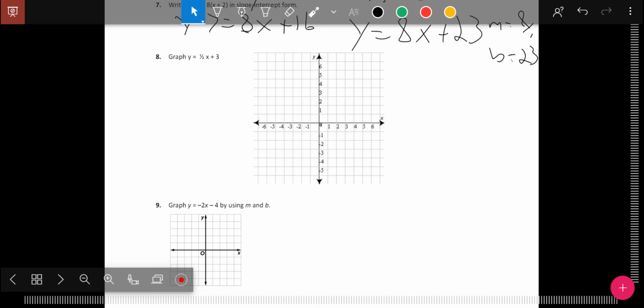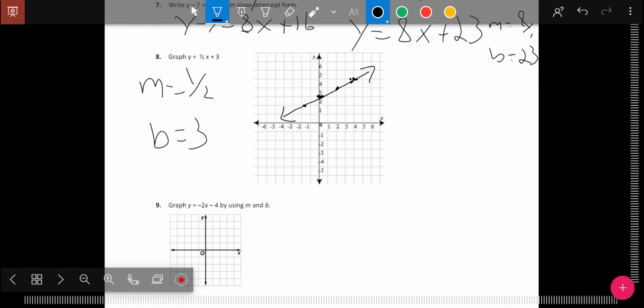Here, in number 8, my m is 1/2, and my B is 3. And so I'm going to start at B is 3, 1, 2, 3, right there. I go up 1 over 2, up 1 over 2. I could also go back down 1 and back 2. And I take my little pencil, I connect my dots.